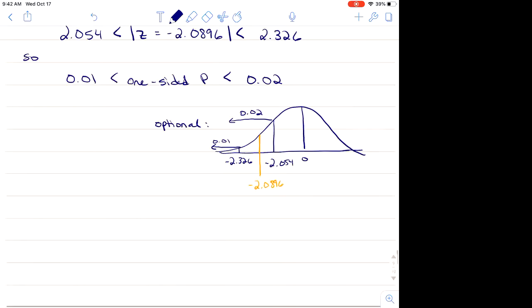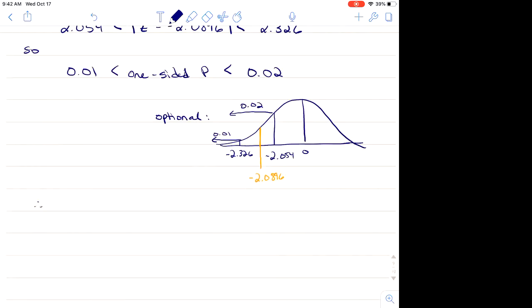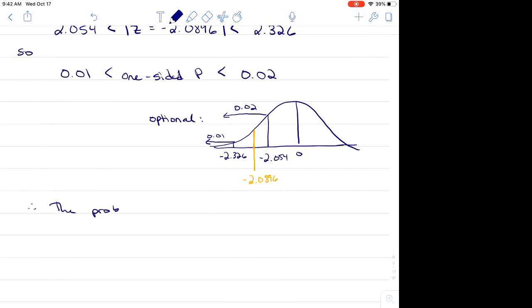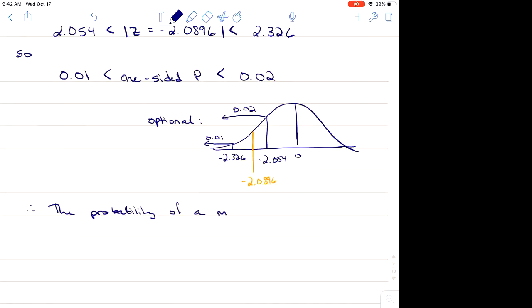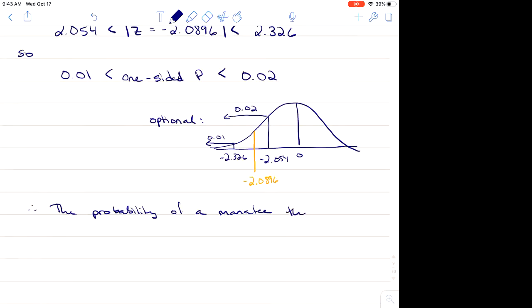So now we can answer the question. Therefore, the probability of a manatee that travels slower than 1 mile per hour is between 0.01 and 0.02. Great.